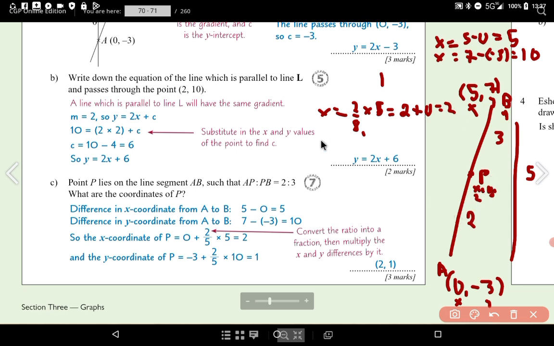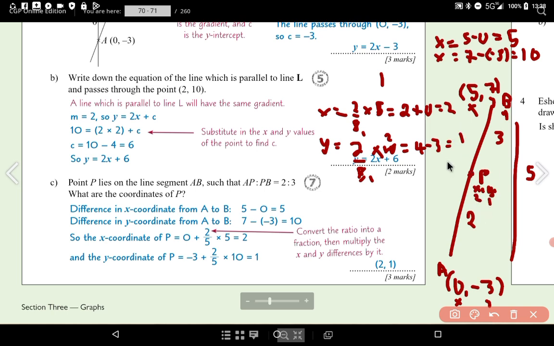Then for the y-axis for p, we are going to use the ratio again, 2/5, multiplied by the difference, which was 10. So 5 into 10 is 2, and 2 by 2 is 4. What do you add? You add it to this side, so plus -3. This gives us 1, so the y-axis is 1.